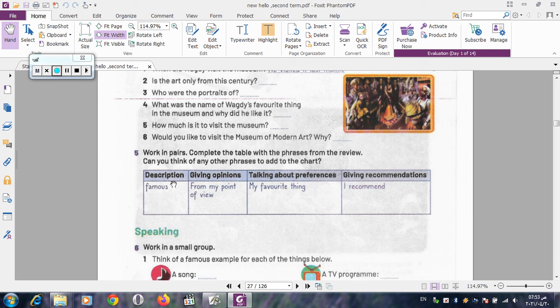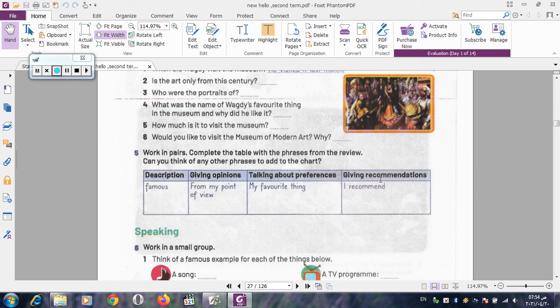Description. When you describe something, you are talking about the adjective: famous, good, bad. This is description. Giving opinions from my point of view in the text. I'm talking about this part of the text. Talking about preferences. This word, preferences, comes from the verb prefer. When you prefer something, you like it. Talking about preferences: something you like, my favorite thing, or I like, or I prefer.